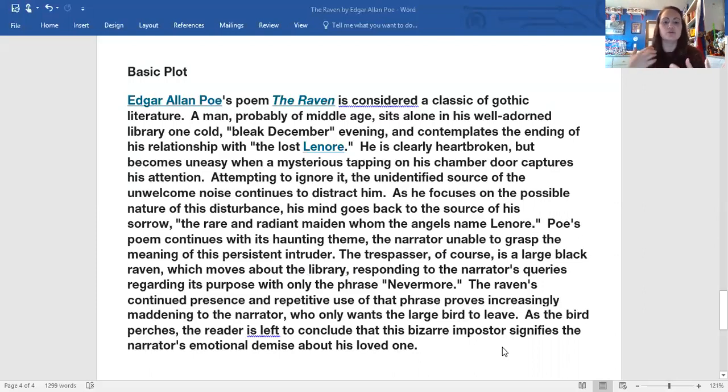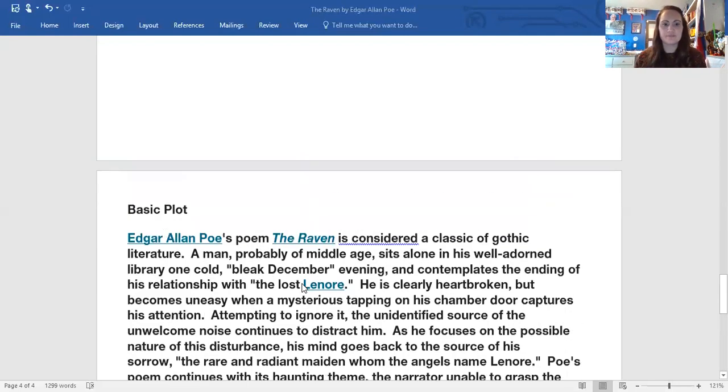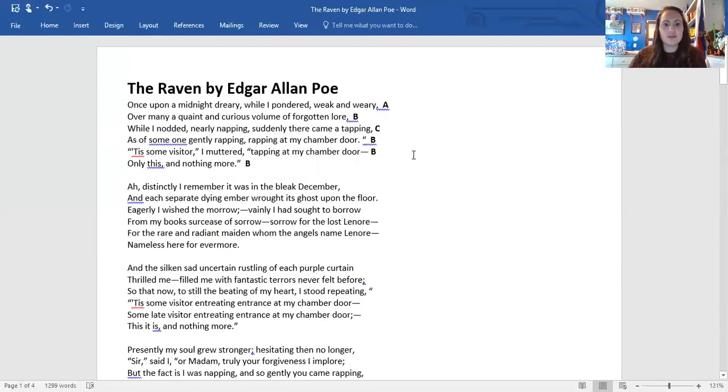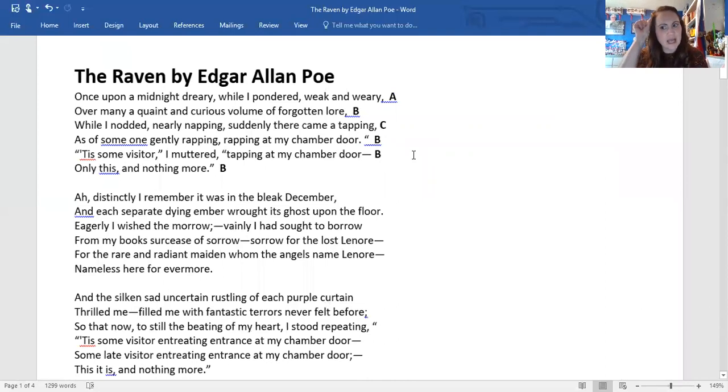He's yelling, he's imploring, begging the bird to leave and to leave his sorrow. As the bird perches, the reader is left to conclude that this bizarre impostor signifies the narrator's emotional demise about his loved one who's passed away. So that's kind of the basic plot as we start moving through the poem itself. So let's get started here, looking back with the stanzas, okay?